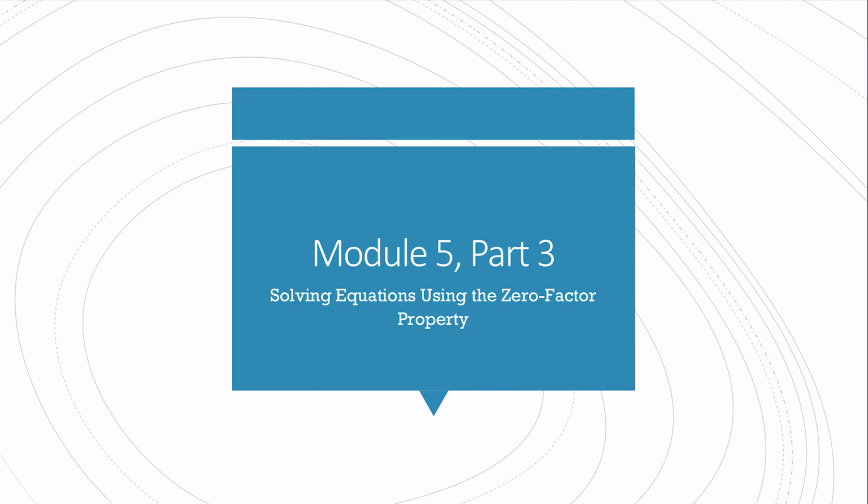Module 5, Part 3 covers solving equations using the zero factor property. So we're going to have to use all the factoring skills we learned in Section 1 and Section 2 and now use them to solve these types of problems. So please make sure you're completing your guided notes as you follow along.